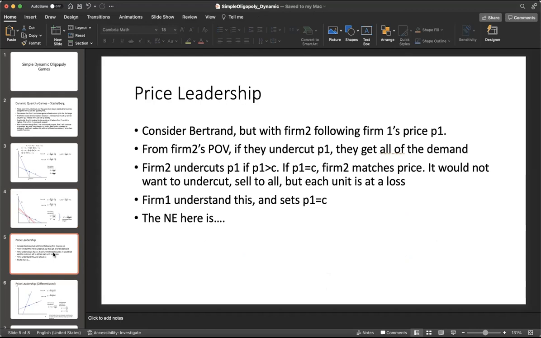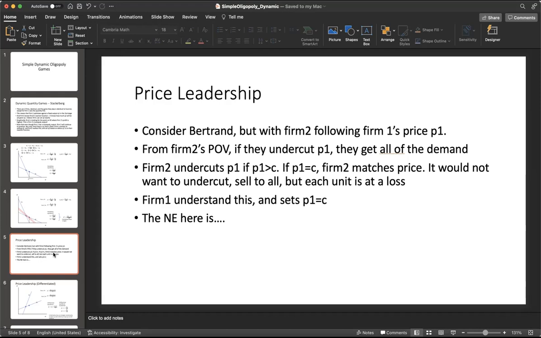Okay, ngayon, mag-price leadership tayo. Under the usual Bertrand, the non-differentiated Bertrand. So now firm 2 is following firm 1's price P1. So it's the same concept of leadership, but instead now it's price leadership. So firm 1 at night will set the price to be P1, then P2 can follow. So price leadership na ito.